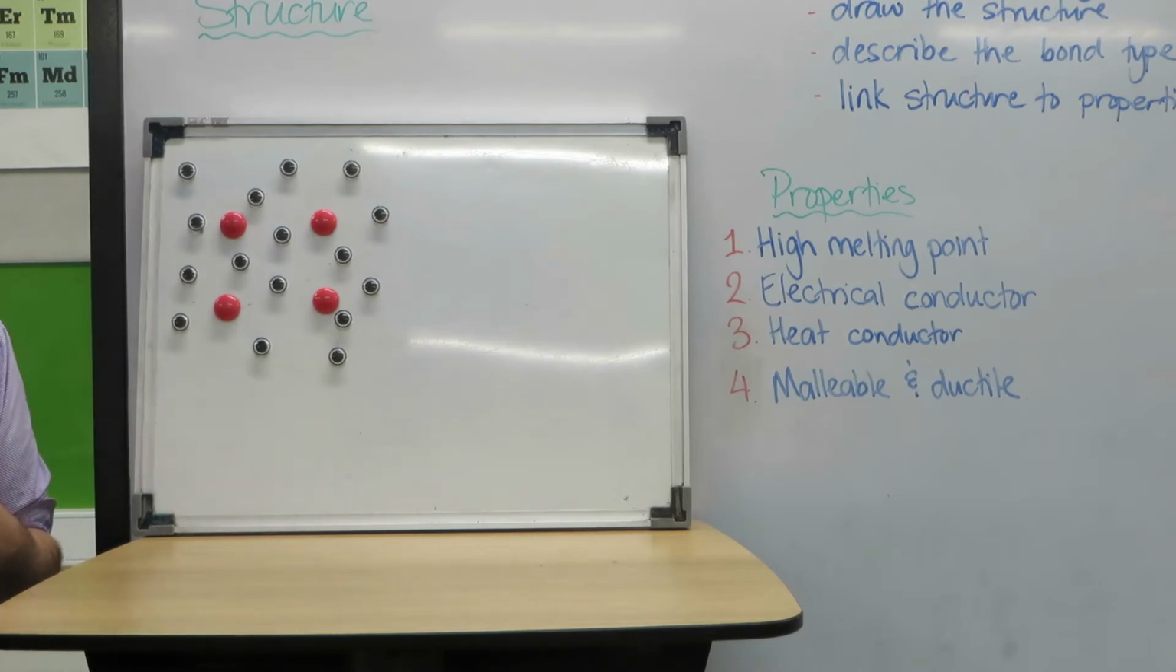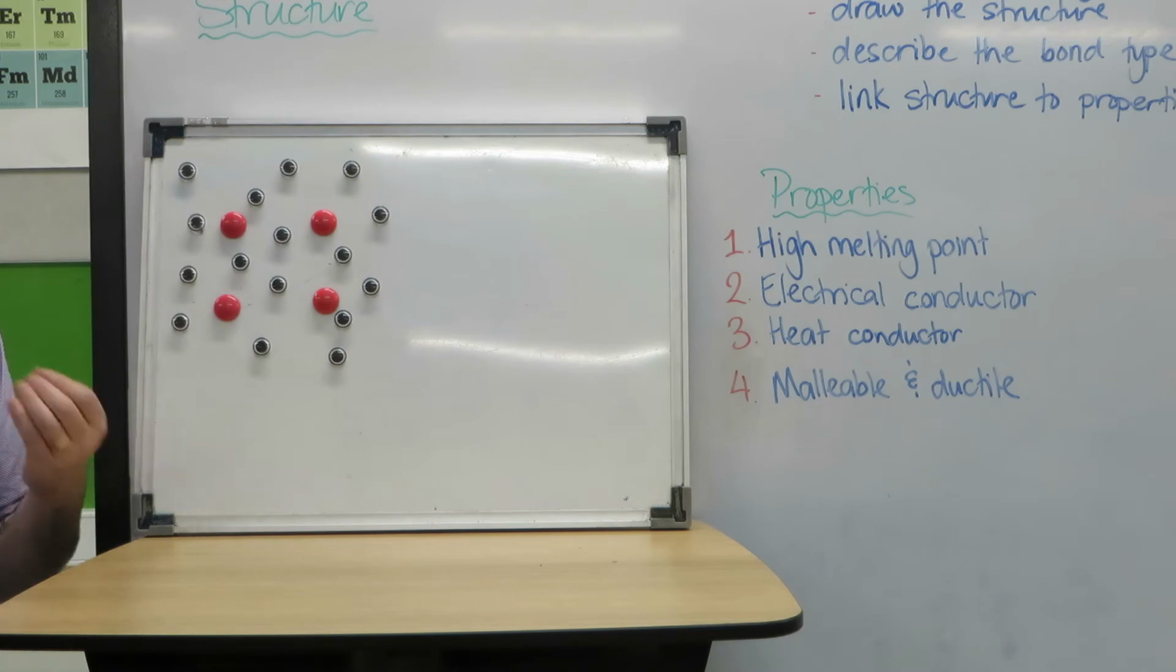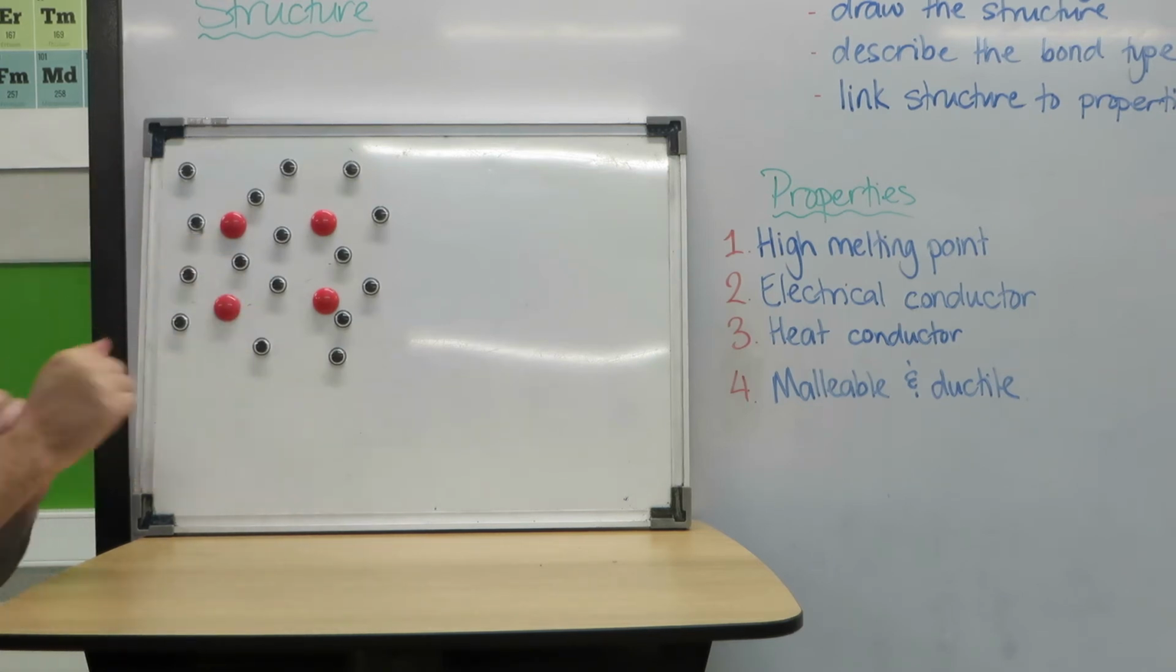But what you need to know for your assessments is that melting point gives an indication of bond strength. If they have high melting points, it means they've got strong bonds. And that is what a metallic bond is. It is strong because it's positives attracted to negatives and vice versa.